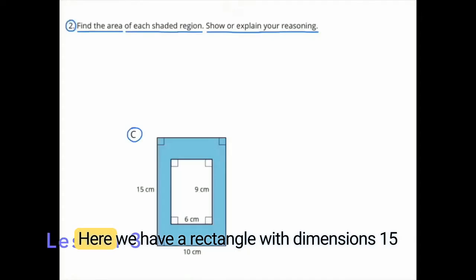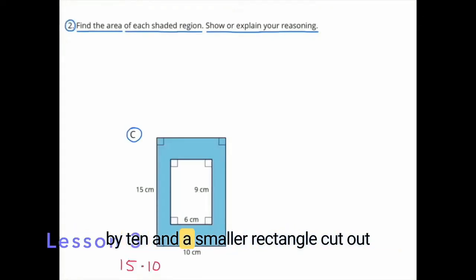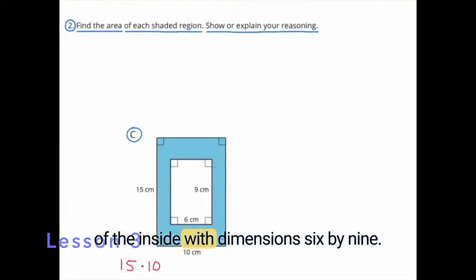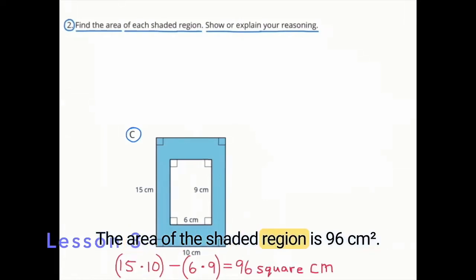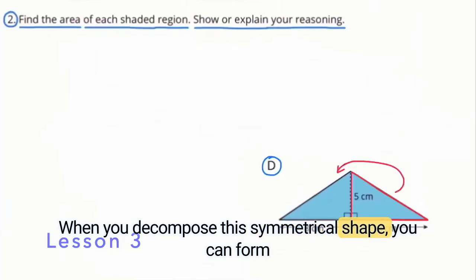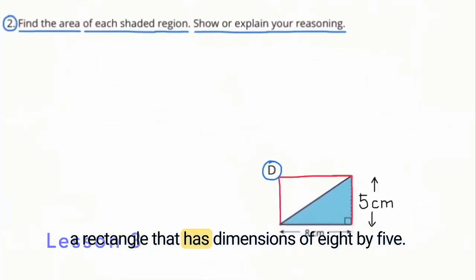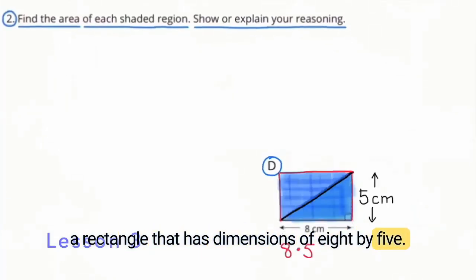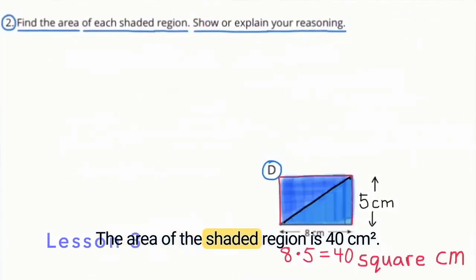C. Here we have a rectangle with dimensions 15 by 10 and a smaller rectangle cut out of the inside with dimensions 6 by 9. The area of the shaded region is 96 square centimeters. D. When you decompose this symmetrical shape, you can form a rectangle that has dimensions of 8 by 5. The area of the shaded region is 40 square centimeters.